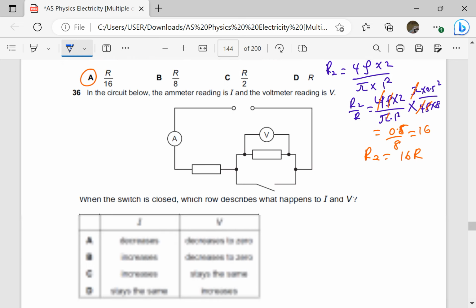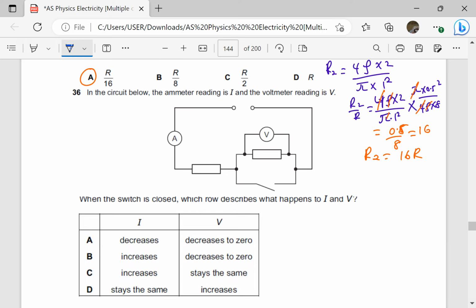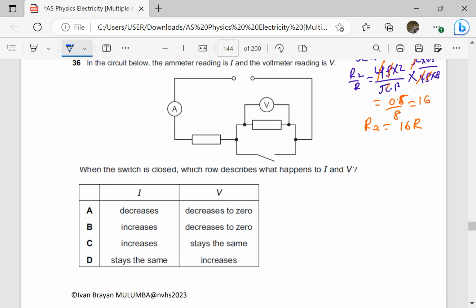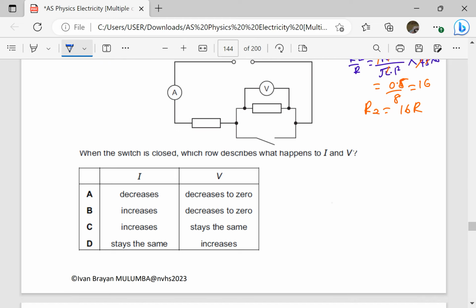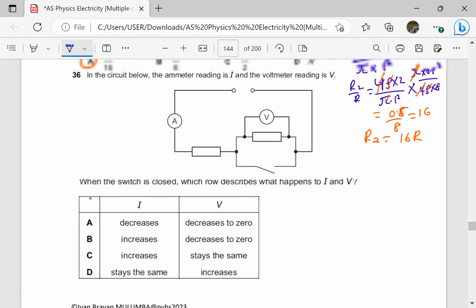In the circuit below, the ammeter reading is I and the voltmeter reading is V. When the switch is closed, which row describes what happens to I and V? When the switch is closed, there will be a short circuit here, so current will not go that side. Current will take this route, so the PD across here will go to 0.